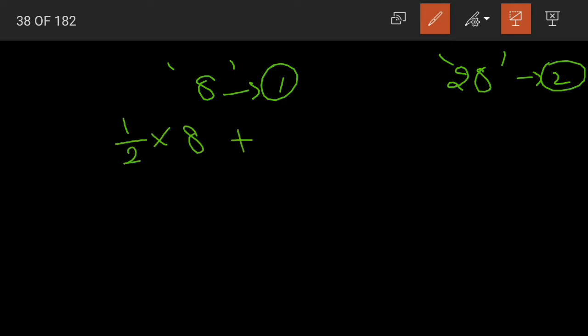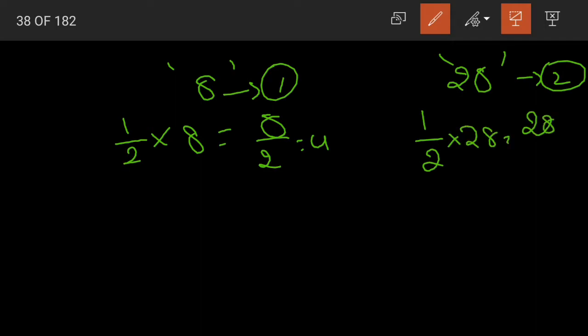1 by 2 of 8 is equal to 8 divided by 2, that is equal to 4. And 1 by 2 of 28 is equal to 28 divided by 2, that is equal to 14. Clear children? 28 divided by 2, that is equal to 14. Now what is this? This is the area of the first triangle and this is the area of the second triangle. Yes, don't get confused. Actually, it's a very easy concept to understand.